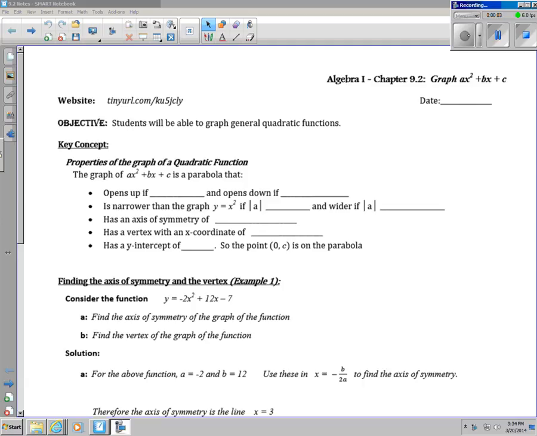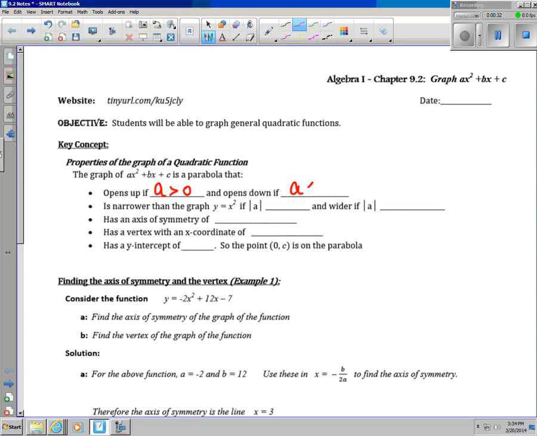Okay, chapter 9:2. What we're going to do today is graph some of those quadratic functions that we did yesterday. So the key concept here is the properties of the graph of a quadratic function. The graph of ax squared plus bx plus c is a parabola that opens up if a is greater than 0 and opens down if a is less than 0.